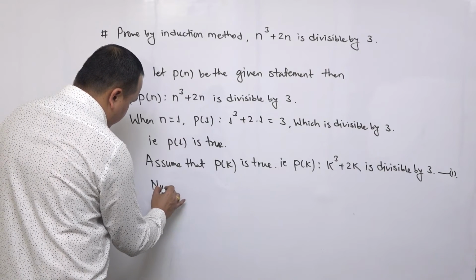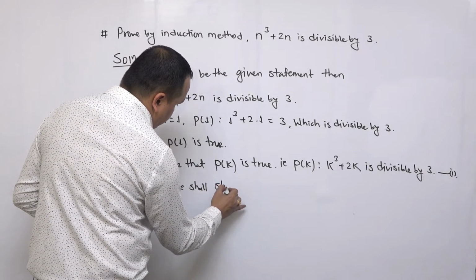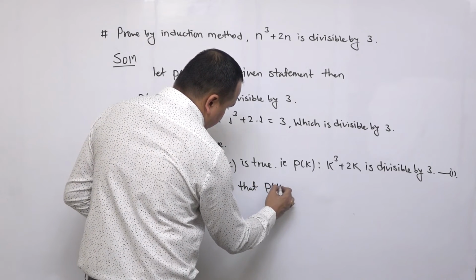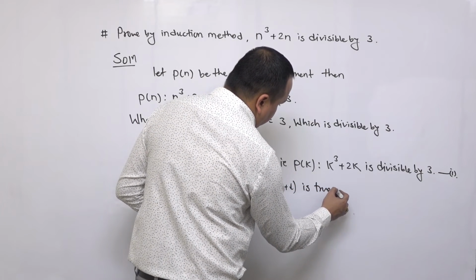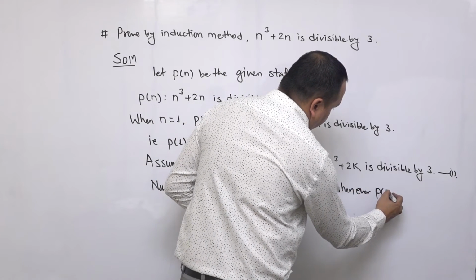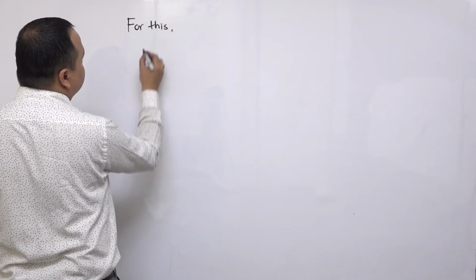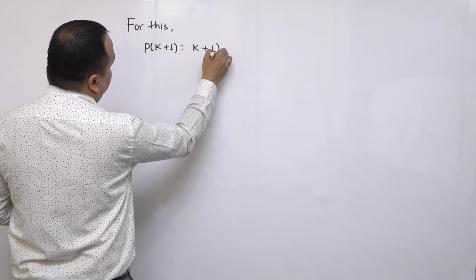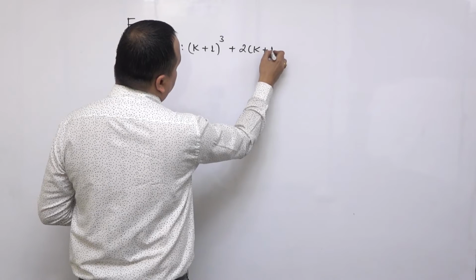Now we shall show that Pk plus 1 is true whenever Pk is true. For this, Pk plus 1 is (k plus 1) cube plus 2 times (k plus 1).